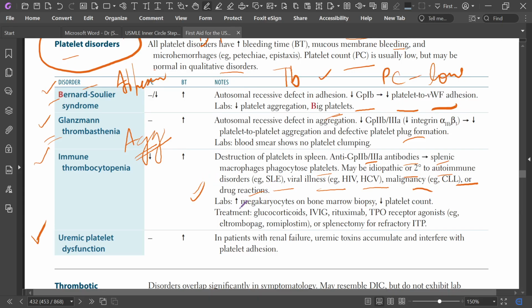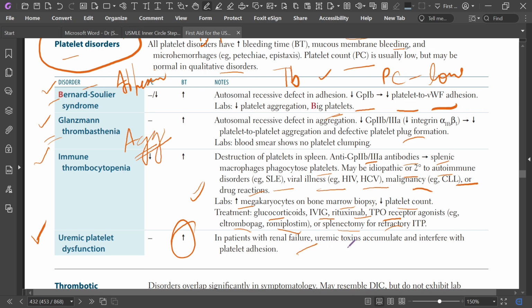Lab: increased megakaryocytes on the bone marrow, decreased platelets. Treatment is glucocorticoid, IVIG, rituximab, thrombopoietin receptor agonists like eltrombopag, romiplostim, and splenectomy for refractory ITP. Uremic platelet dysfunction: there is a platelet dysfunction and bleeding time is higher.